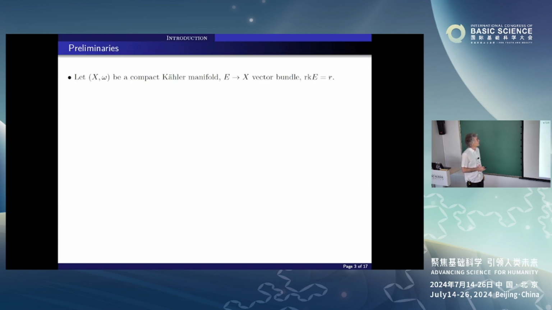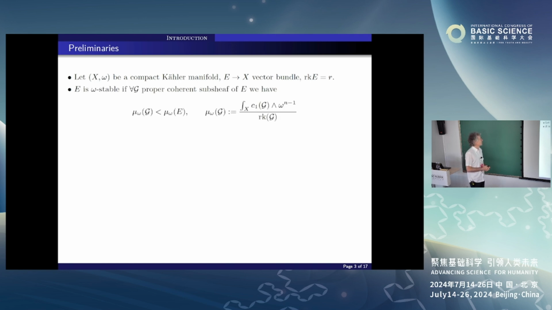As preliminaries, let's start, like all good stories, with a compact Kahler manifold and a vector bundle E on it of rank R. I of course don't have to remind you what stable is, but still I put it on the slide. So E is stable with respect to the metric omega if for any coherent proper subsheaf of E, we have this slope inequality, right? The slope is, as you know, the degree of the subsheaf divided by its rank.